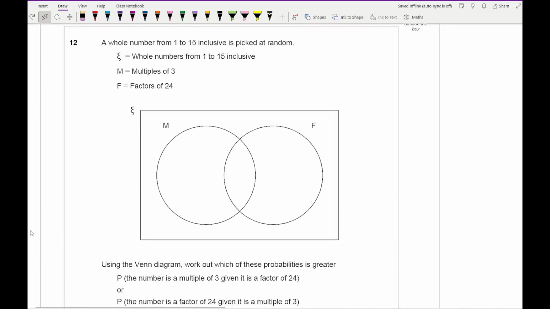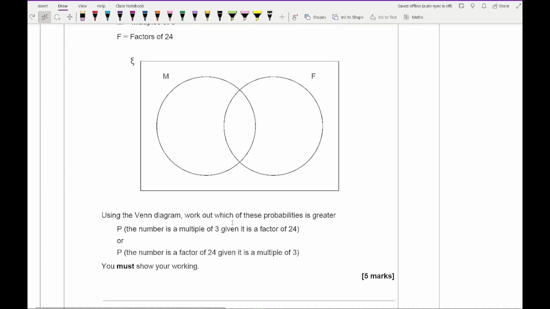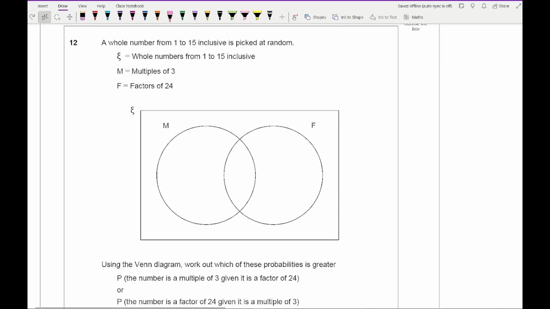Moving on to question 12, it says the whole number from 1 to 15 inclusive is picked at random. And it says M represents multiples of 3 and F represents factors of 24. Using the Venn diagram, work out which of these two probabilities is greater. So let's first of all complete the Venn diagram. So in terms of the values, we're looking at the numbers 1 to 15, so 1, 2, 3, 4, 5, 6, 7, 8, 9, 10, 11, 12, 13, 14 and 15. And we're including those numbers, it says inclusive.